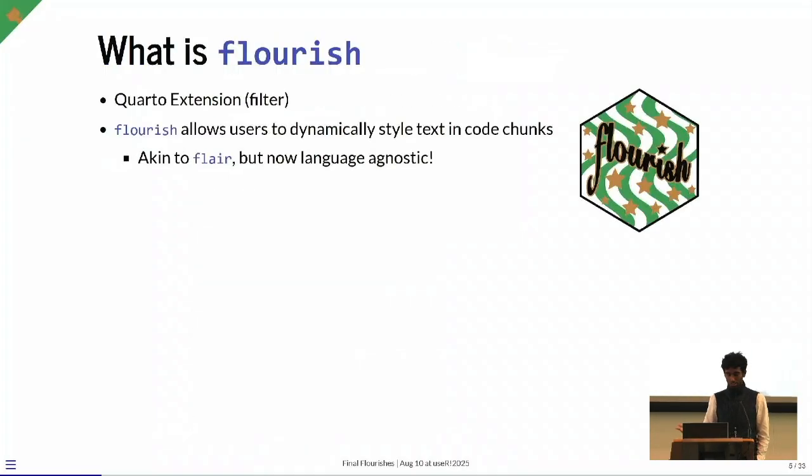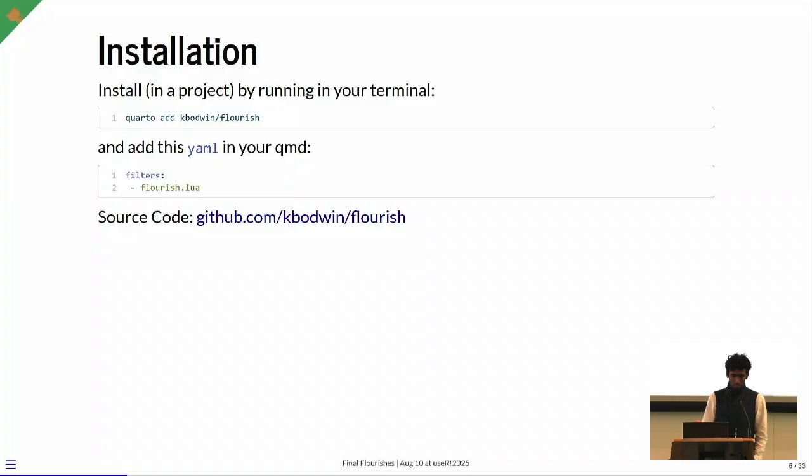So Flourish is a Quarto extension, and it allows users to dynamically style text in code chunks. So you can highlight things, underline, and so on. We'll get into that in a little bit. Again, it's like Flair, but now you use it in Quarto, so you can target any language. Installation is pretty simple. You can find this in the README as well, but here are some instructions. It's just like every other Quarto extension, if you're familiar.